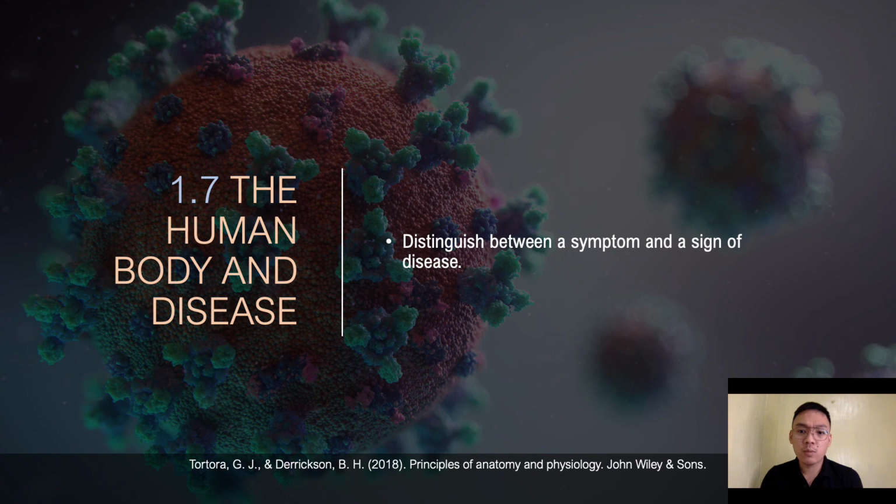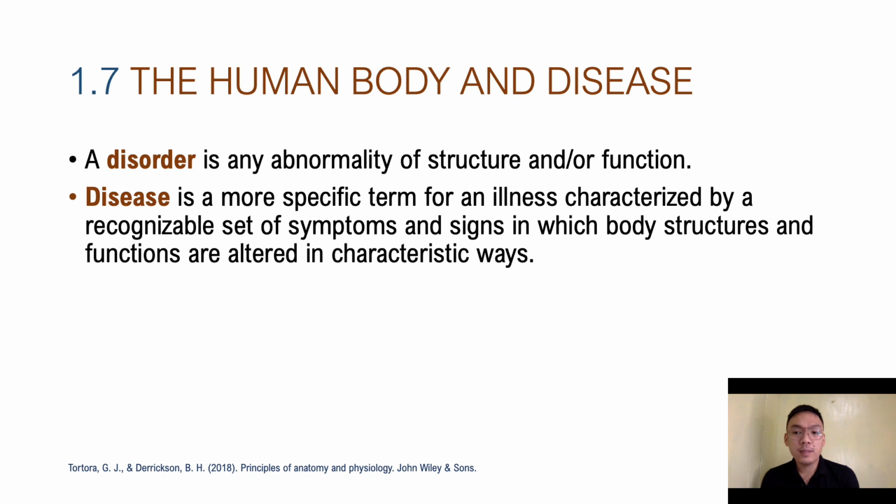What is a disease, and what are symptoms and signs? We will define first a disorder. A disorder is an abnormality of a structure and/or a function, let's say eating disorders or mental disorders. A disease is a more specific term for an illness characterized by a recognizable set of symptoms and signs in which body structures and functions are altered in a very characteristic way.